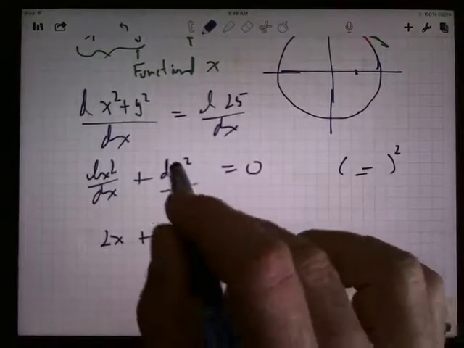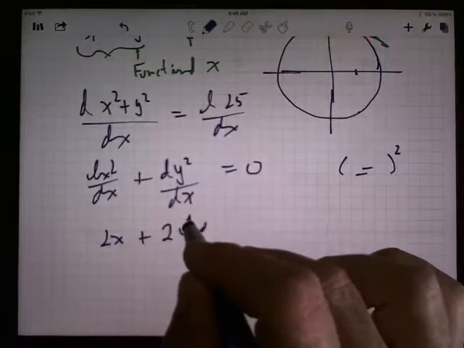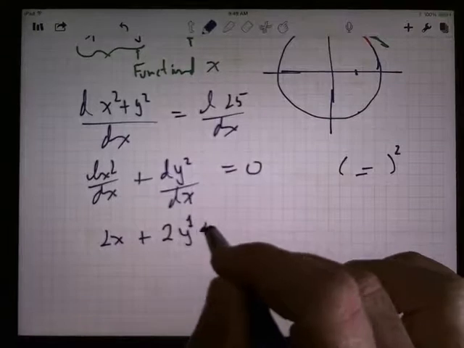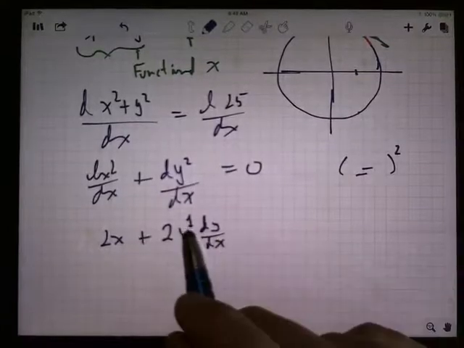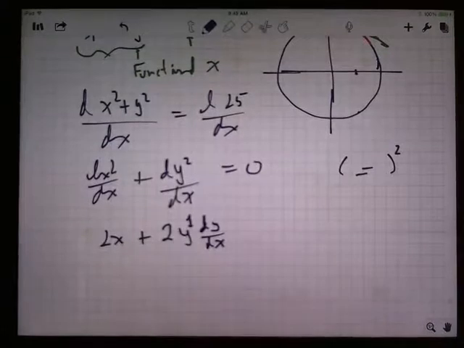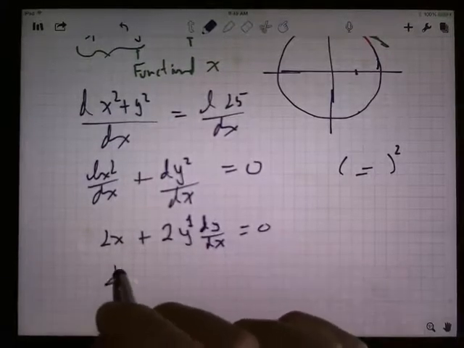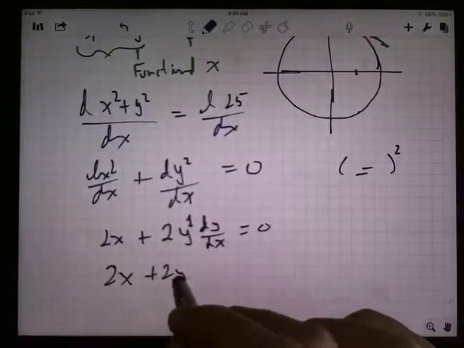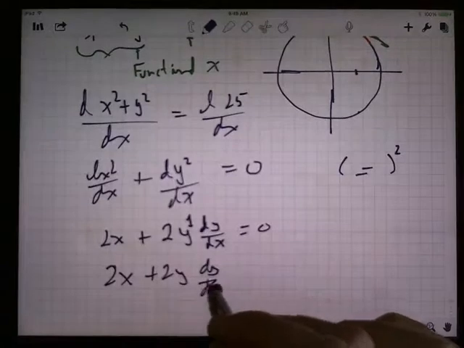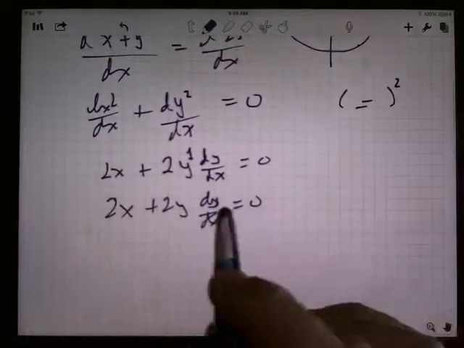Well, all I know about what's inside is I'm calling it y. So I got 2 times y to the first power times the derivative of y. I had to change the way I wrote that because it almost looks like a y prime there. So what I have here is 2x plus 2y times dy/dx equals 0, and I can solve for dy/dx.